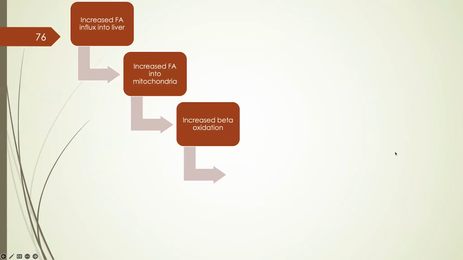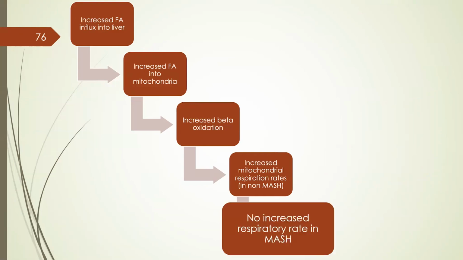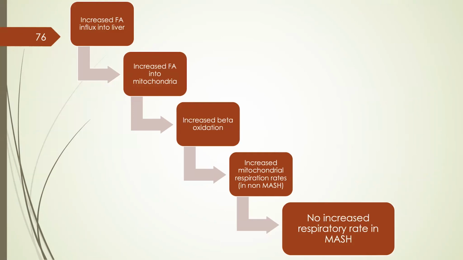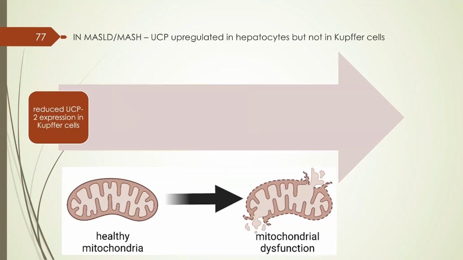So increased fatty acid influx into the liver is resulting in increased fatty acid into the mitochondria. And as the mitochondria are getting exhausted because of the excessive use, it leads to suppression of the respiratory chains, because the electron transport chain is diverted because of the upregulation of the uncoupling protein. So there is no increase in the respiratory chain in MASH because of the UCP regulation. And finally, with passage of time, the mitochondria tend to become dysfunctional.